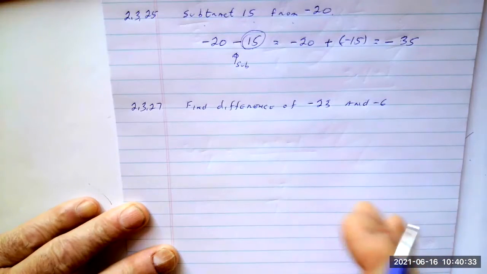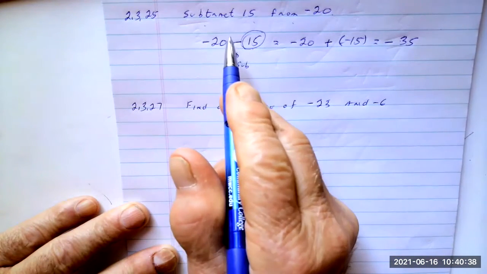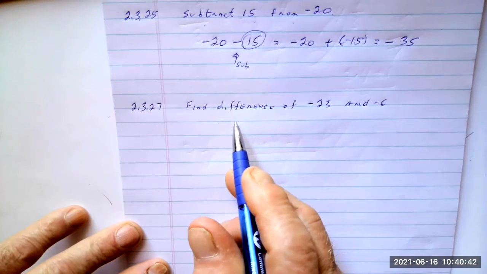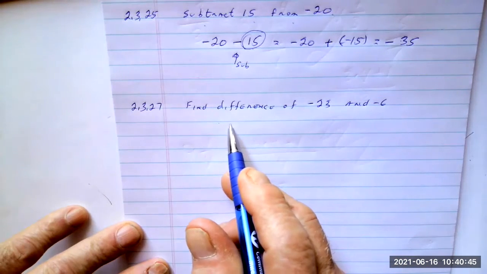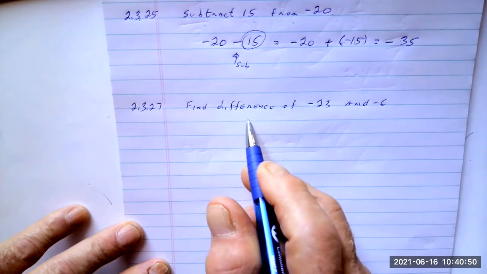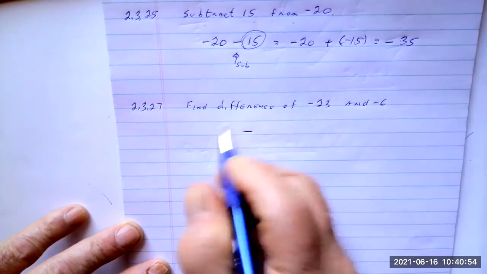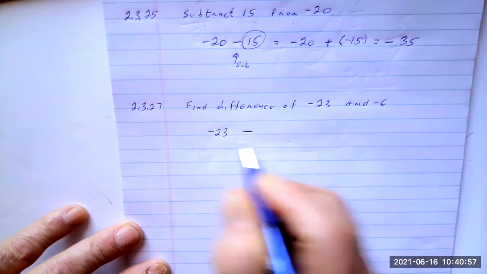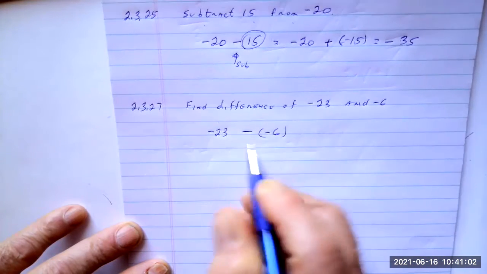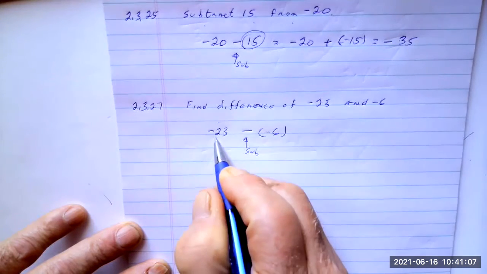I want you to notice the difference between this problem and the previous problem. The previous problem says subtract something from something else. This one says find the difference. Subtract and difference both mean subtract, but the order in which we do things is different. When we say find the difference, we know we want to have a subtraction, and the first number that is stated goes on the left, and the second number goes on the right. I'm going to use a parentheses. So we're subtracting a negative number from a negative number.